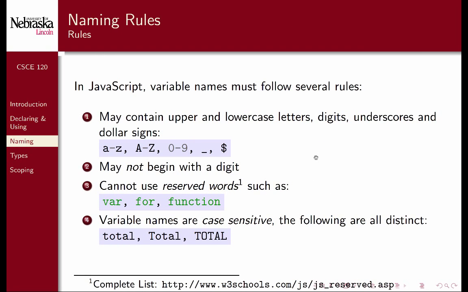In JavaScript, variable names must follow several rules. First, they may contain upper and lowercase letters, digits, underscores, and $ signs in any combination. However, they may not begin with a digit. You can also not use any reserved words, such as var, which we already used for variable, for, function, and many other reserved words that are reserved by the language itself. For a complete list, see the link at the bottom.